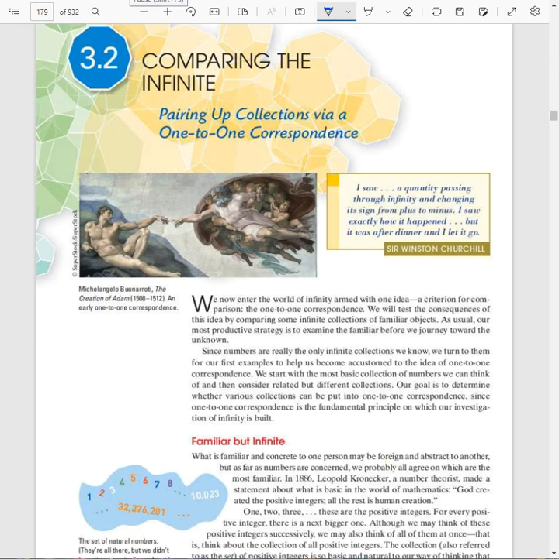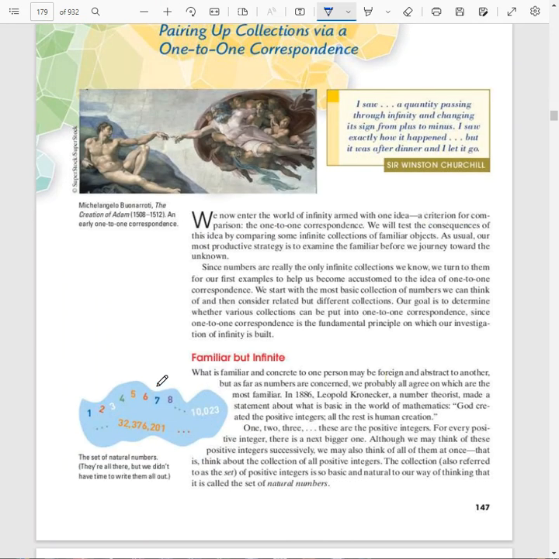Okay, moving into section 3.2, we want to compare the infinite. And so we're going to use that one-to-one correspondence that we revisited in 3.1. And we're going to see what we can do.